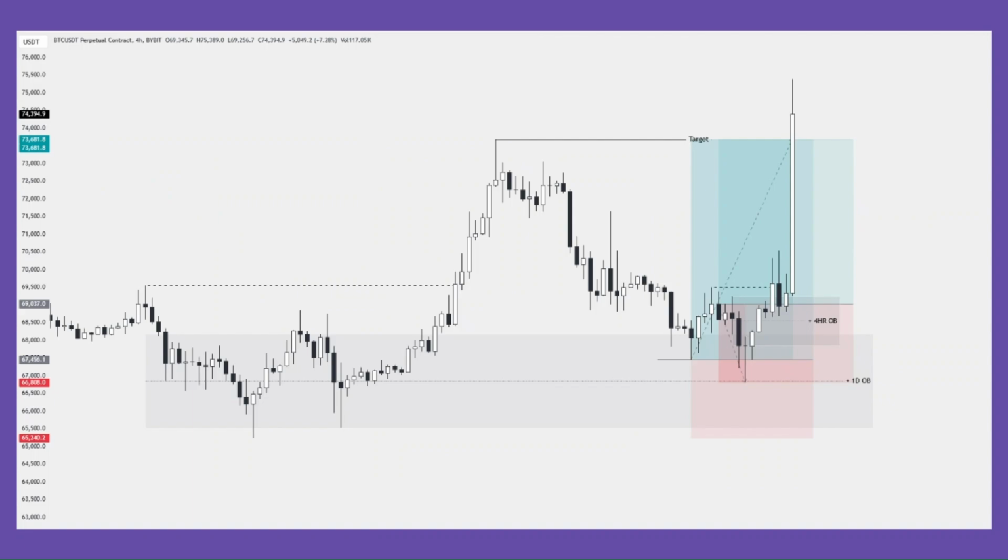This is a BTC chart, and this is right around last year's US presidential elections. Maybe this is the 4th or the 3rd of November candle. And this is the 4 hour chart. We looked at the 1 day chart, now this is the 4 hour chart. And here we can see that on the 1 day, we have an order block.